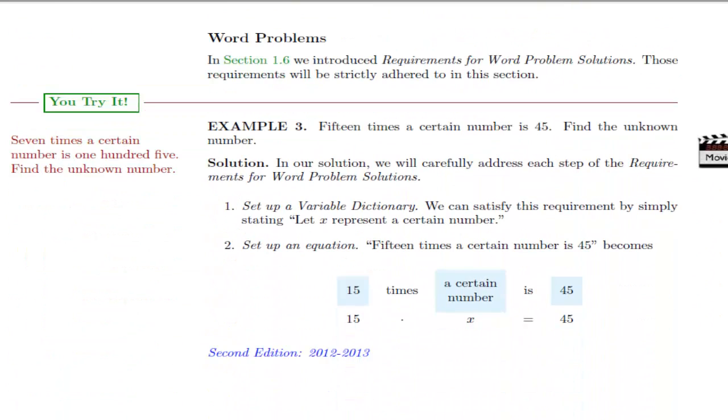Word problems. In Section 1.6, we introduced requirements for word problem solutions. Those requirements will be strictly adhered to in this section. Example 3. 15 times a certain number is 45. Find the unknown number. Solution.